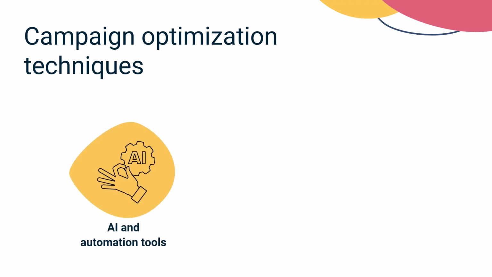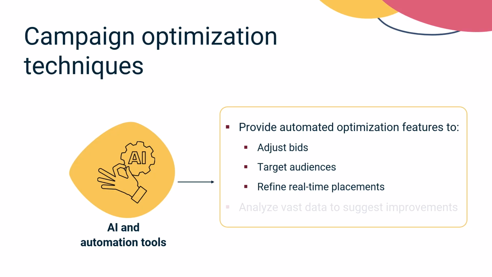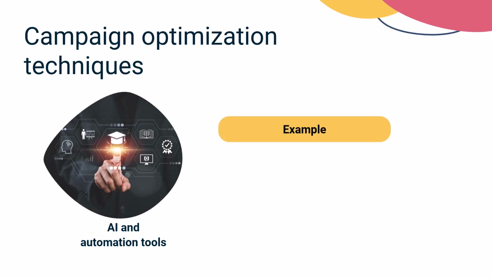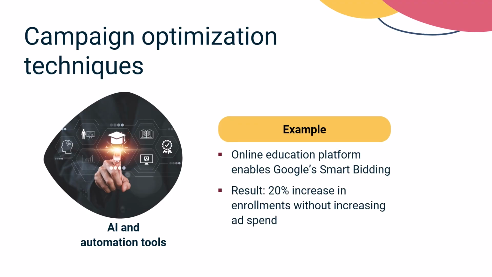AI and automation tools, such as Google and Facebook ads, provide automated optimization features that adjust bids, target audiences, and refine real-time placements. AI-powered tools analyze significant amounts of data to suggest improvements. For instance, an online education platform enables Google's smart bidding, resulting in a 20% increase in enrollments without increasing ad spend.